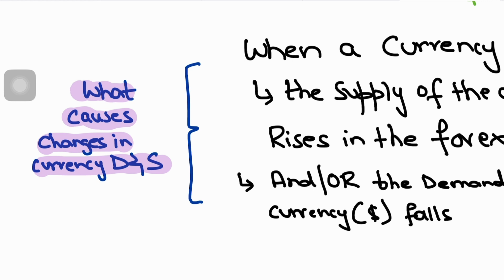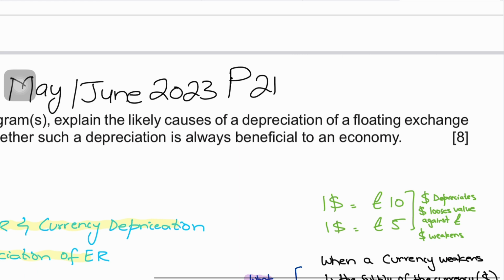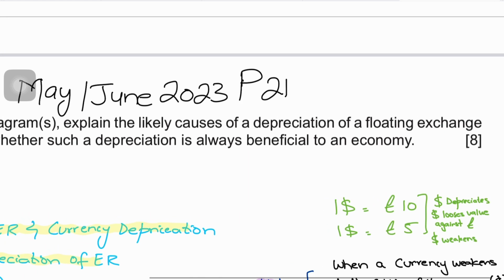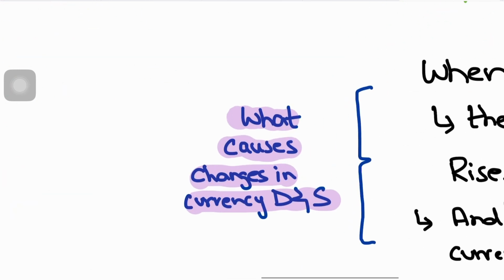So if you're showing that the currency depreciates due to a rise in supply of dollars, what causes that supply to go up? And that is exactly what the question is asking as well. It says explain the likely causes of a depreciation, right? So that is exactly what you need to tell, what causes the supply to go up.